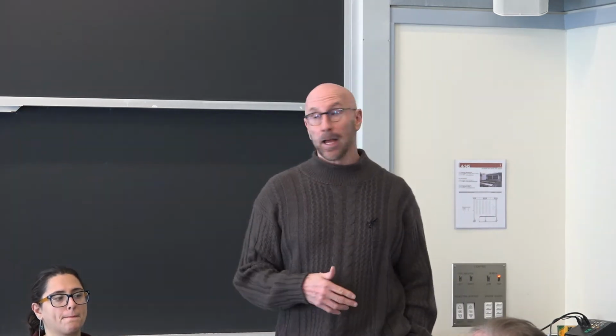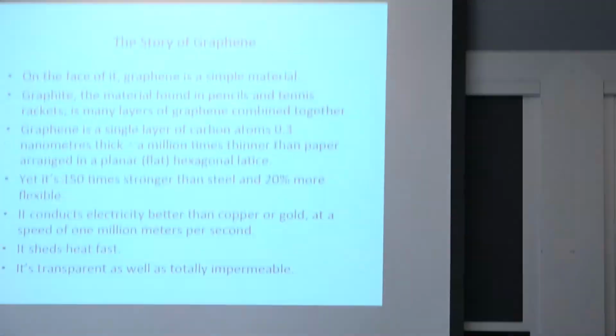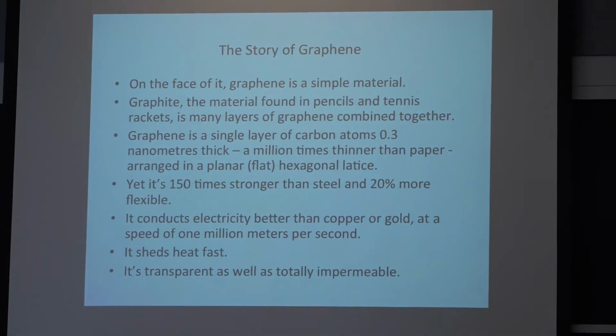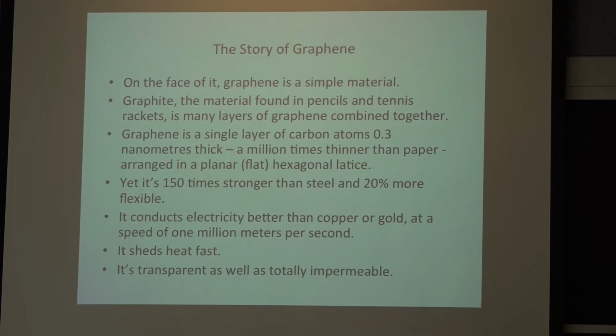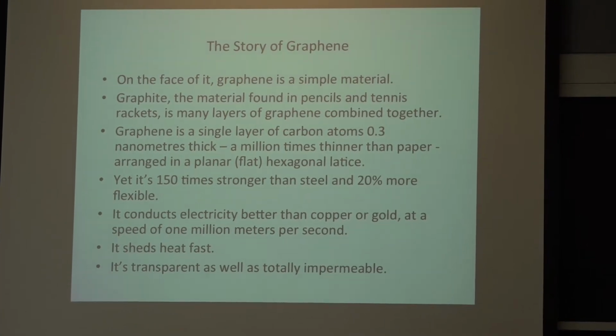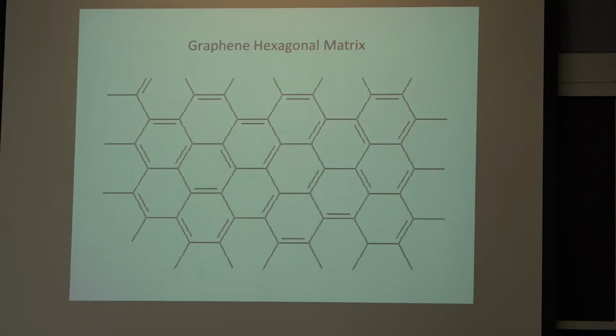But one thing that's undeniable, it conducts electricity better than copper or gold at a speed of 1 million meters per second. It sheds heat like crazy, and it's transparent as well as totally impermeable. And for someone like me that likes to ride very expensive bicycles, that is great stuff. Here's a hexagonal matrix. You can see the lattice work of the material.